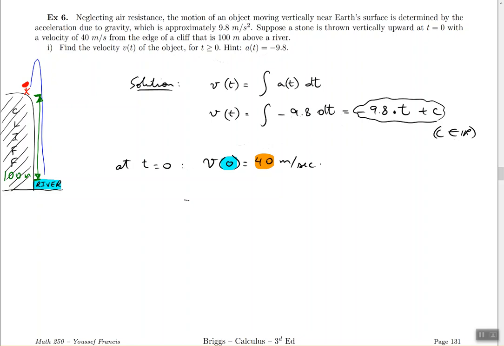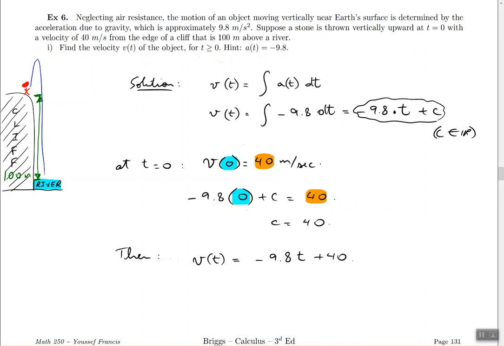So all I have to do is take my equation, negative 9.8 times t plus c, and make it equal to 40 when I plug in 0. So I plugged in 0, and I saw that the outcome was 40. So solve the equation for c. 9.8 times 0 is going to be 0, so that means that c is in fact 40. So if c is 40, then finally we can say that the velocity equation is negative 9.8 t plus 40. So this is the equation that tells me the speed of the rock at any moment in time.